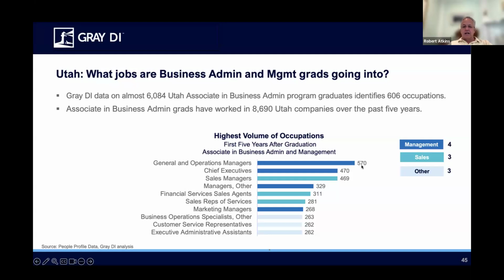A lot of them are going into management. We've got general and operations managers, some 570, chief executives, 470. Keep in mind that chief executive isn't quite what it appears to be. Managers, 329, marketing managers, 268. We have 3 sales roles: sales manager, financial services sales agents, and sales reps of services, all 250 or higher. And then we have a number of different general business activities, business operations specialists, customer service representatives, and executive and administrative assistants.